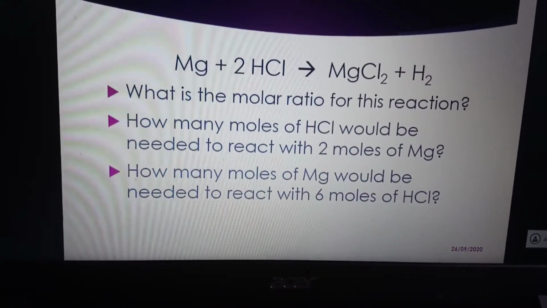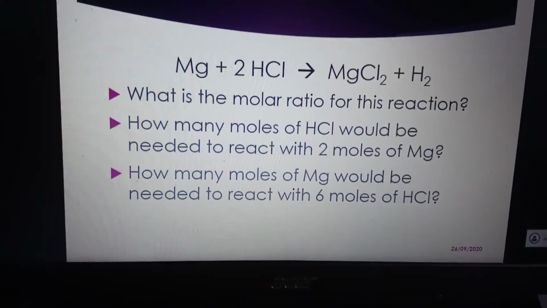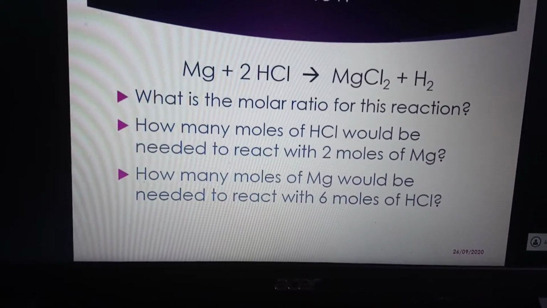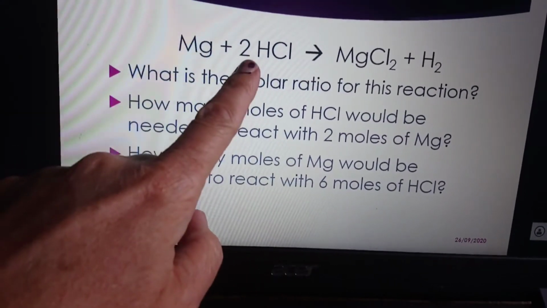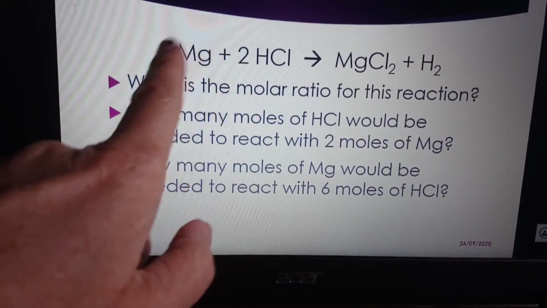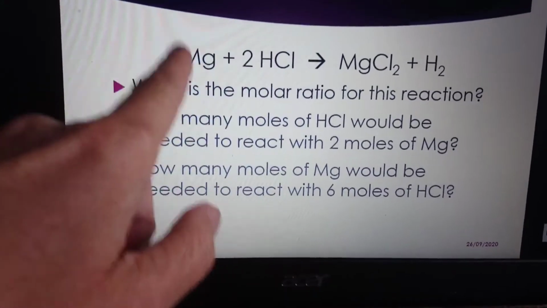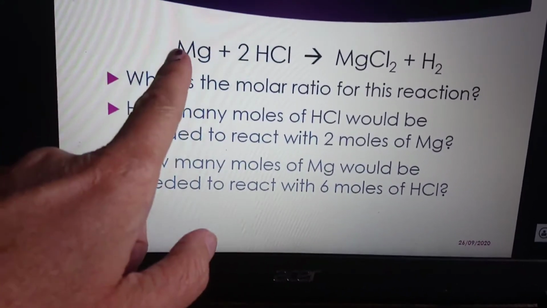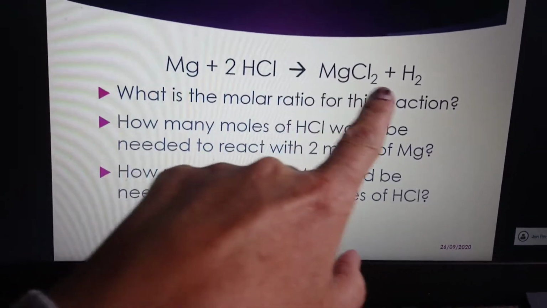So how many moles of magnesium would be needed to react with 6 moles of hydrochloric acid? So if I had 6 moles of hydrochloric acid, the ratio would go 1 to 2, so it would go backwards. I'd divide it by 2, so that would be 6, that would be 3. So it would go 3, 6, 3, 3.